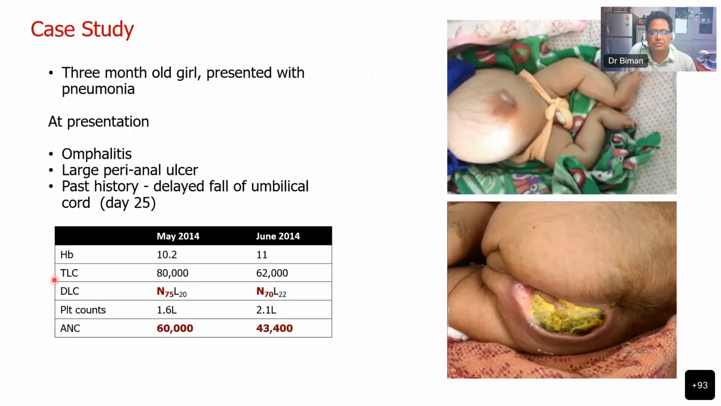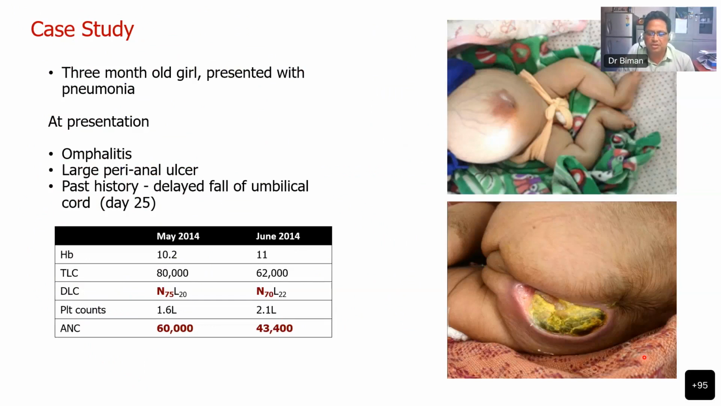So let's now look at some examples. Case study: a 3 month old girl presented with pneumonia, and at presentation, the patient had omphalitis, as you can see here, and a large perineal ulcer. If you clearly look at the ulcer, the diagnosis is very straightforward. There is no pus in this huge ulcer.